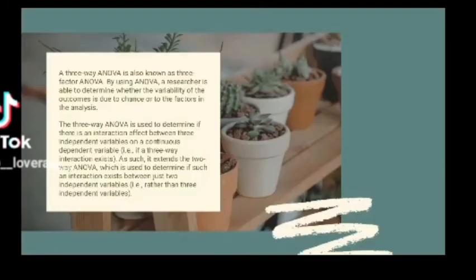A three-way ANOVA is also known as three factors ANOVA. By using ANOVA, a researcher is able to determine whether the variability of the outcomes is due to chance or to the factors in the analysis. The three-way ANOVA is used to determine if there is an interaction effect between three independent variables on a continuous dependent variable. As such, it extends the two-way ANOVA, which is used to determine if such an interaction exists between just two independent variables, rather than three independent variables.